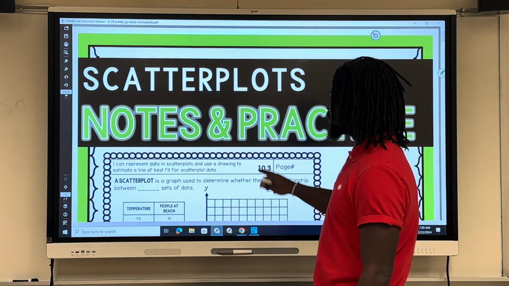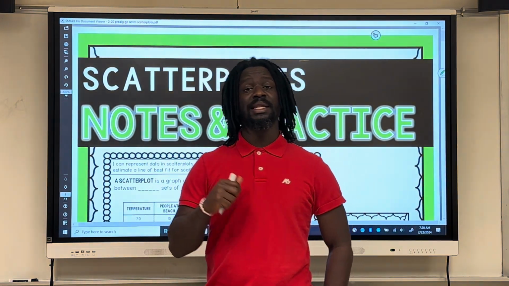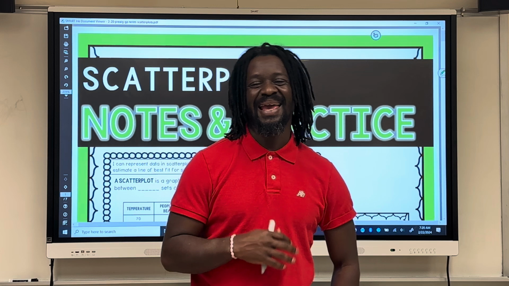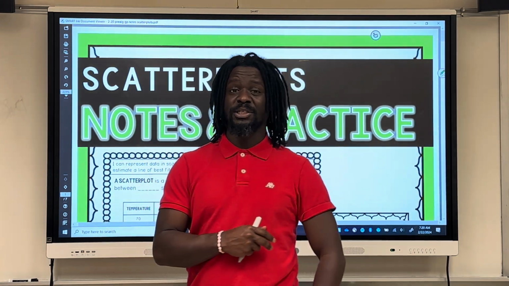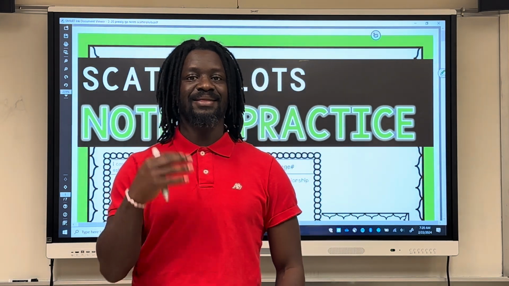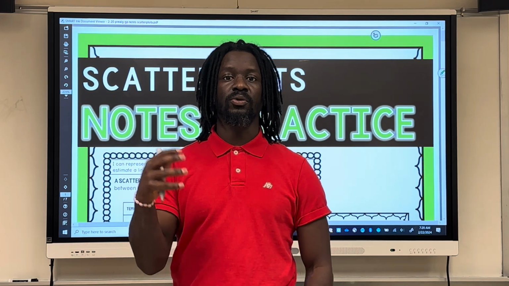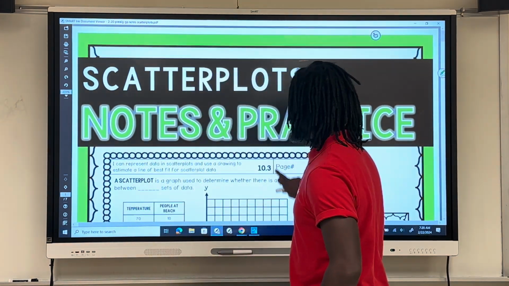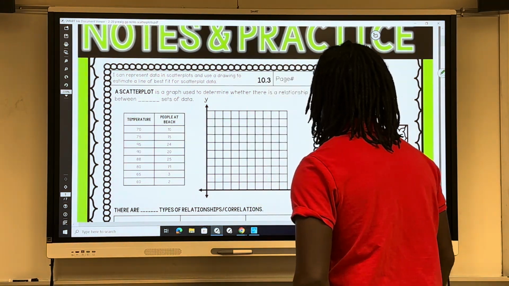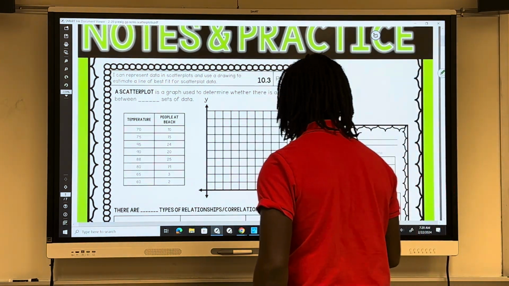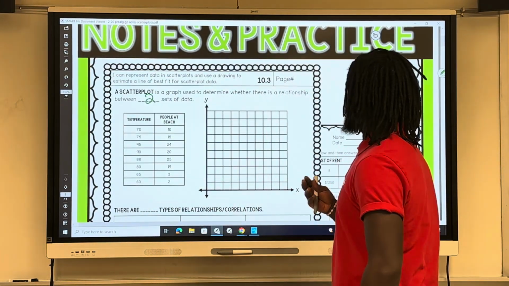By the end of today's lesson, you're going to be able to recognize the relationship between a set of data and determine the line of best fit, a.k.a. the slope or the line that best corresponds to a set of data. In your notes, a scatter plot is a graph used to determine whether there is a relationship between two sets of data. So we're looking at two sets of data.